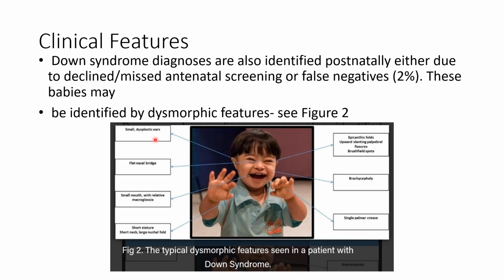dysplastic ears, you have a flat nasal bridge, you have a small mouth with relative macroglossia, okay? Then you have a short stature, a short neck, and large nuchal folds. Then you have a single palmar crease, you have brachycephaly, okay? Then you have epicanthal folds, you have upward slanting palpebral fissures, you have Brushfield spots that are present. Brushfield spots are actually present on the eye, okay?